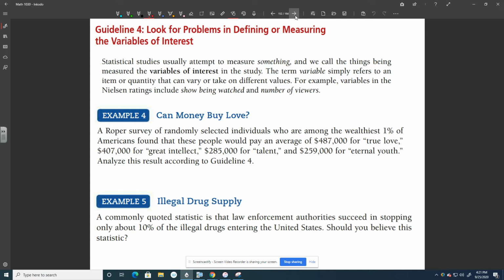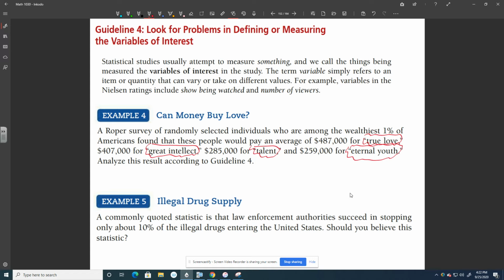Okay, so the other example from the book, example 4, says that this study selected individuals who are among the richest 1% of Americans. And it said that on average, those Americans would pay almost $500,000 for true love. They would pay $407,000 for great intellect. They would pay $285,000 for some sort of talent. They would pay $250,000 for eternal youth.